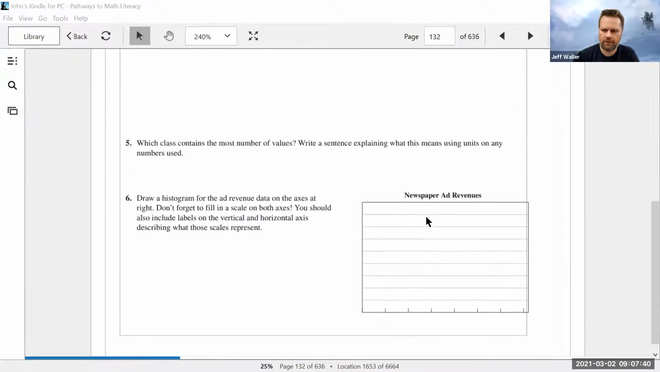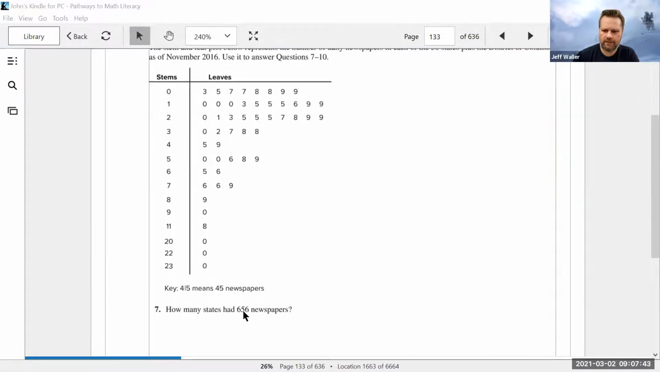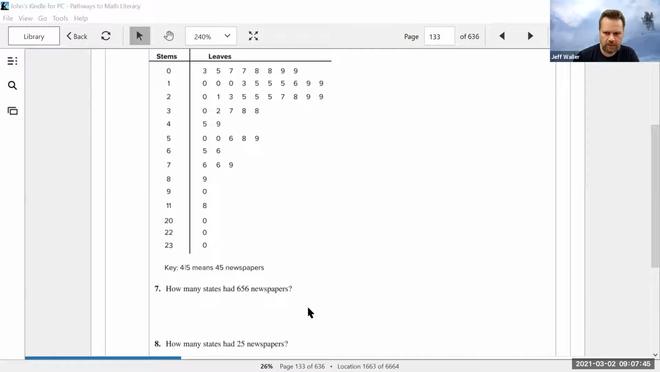And I love this question right here. How many states had 656 newspapers? What is this? So 4, 5 means 45, correct? So what do these two things mean right here? 4, 5 is 45. What does this mean? 49. So what does this mean? 65. And what does this mean? 66. So how many states had 656 newspapers? Zero. None. Wow. Zero had 656.